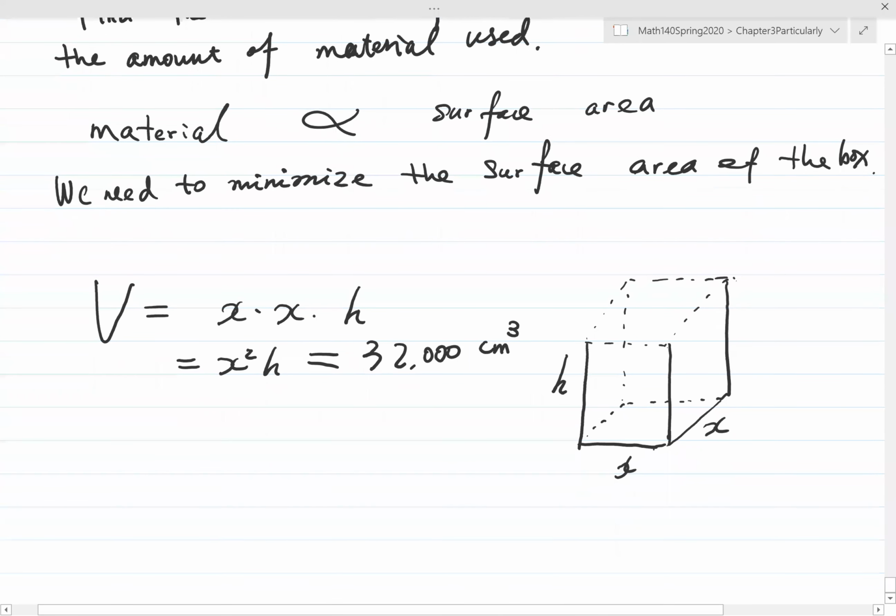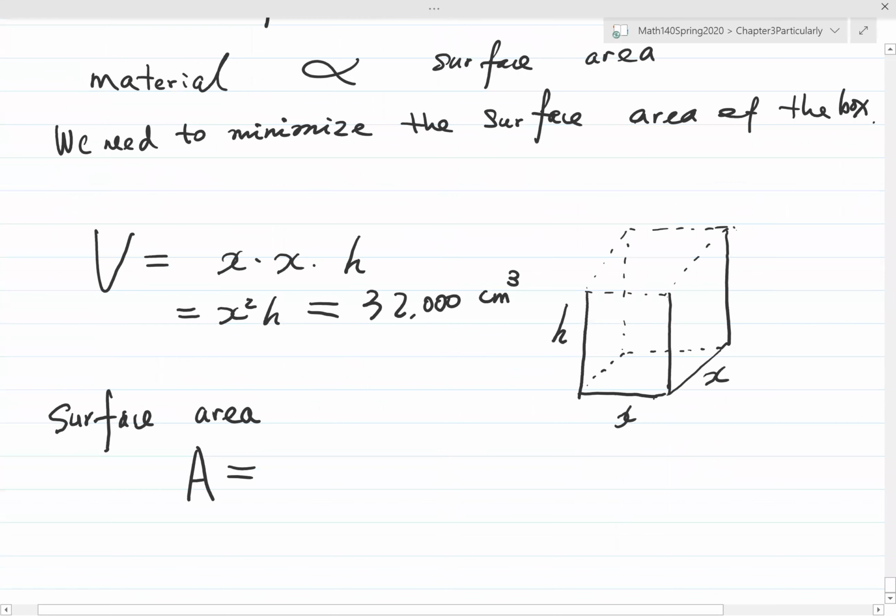Then we want to minimize surface area. So what is surface area? Now here, remember, it's open top. So there's no top. The base is a square. So this is the base.